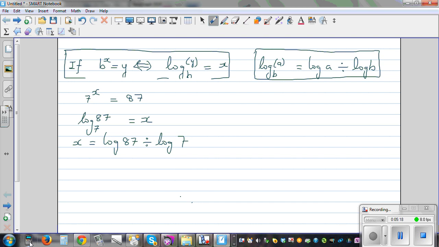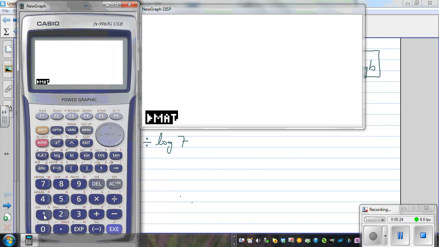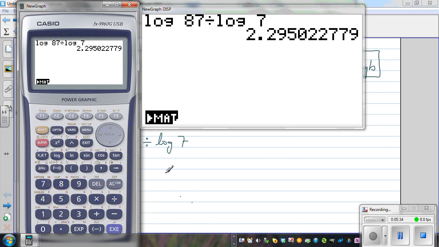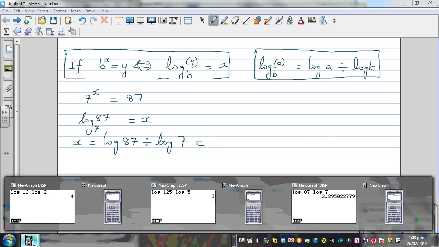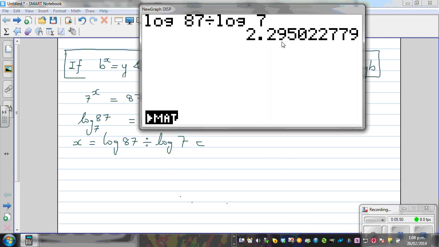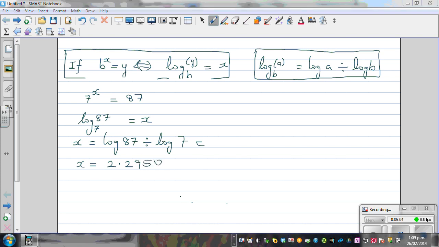So let's check this out. Again, get a calculator out. Log 87 divided by log 7. That is 2.29, this is the whole number. Okay, I got this on the calculator here. So here, x is 2 point, what's my answer? Okay, this is the answer, 2.295. So let me write it up to 4 dp, 2.2950. Am I right? So let me check it.